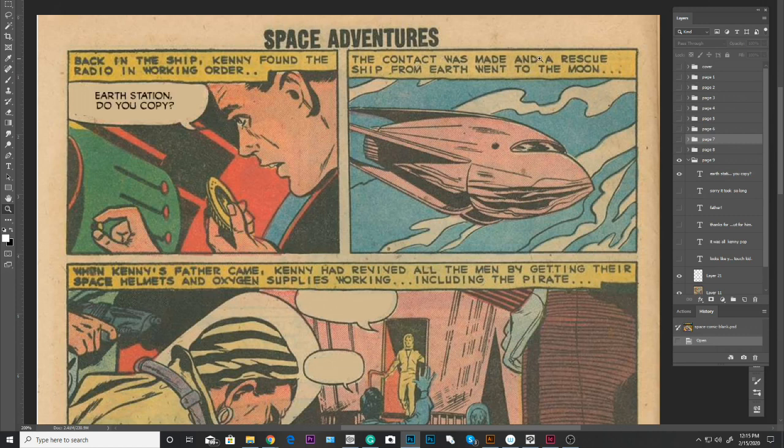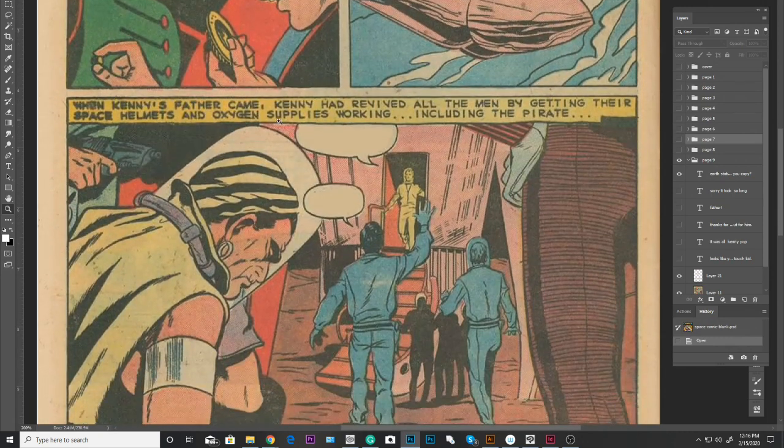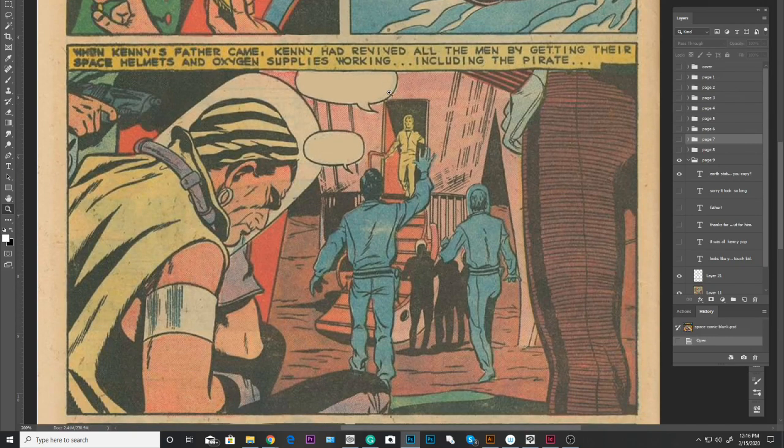The contact was made and a rescue ship from Earth was sent to the moon. Or a moon, as I'm saying. Or whatever the name of the moon we're on. When Kenny's father came, Kenny had revived all the men by getting their space helmets and oxygen supplies working, including the pirate.